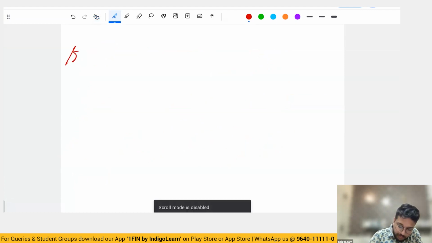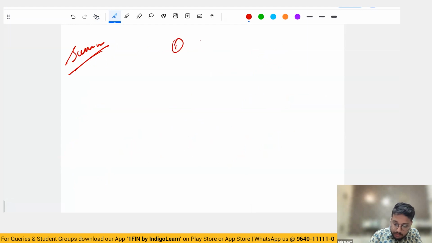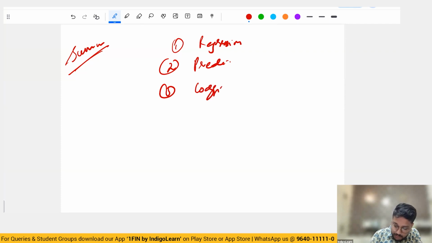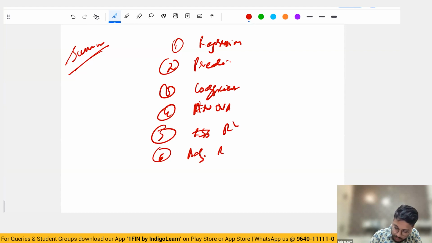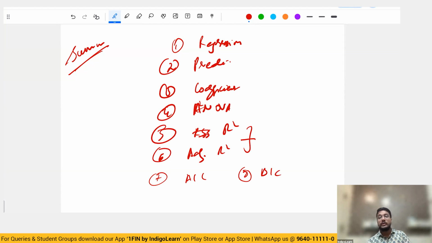So to put it in a summary format for you, we have understood what is regression, how do we build a prediction model, what is the significance of the coefficients. We have also understood the ANOVA table. We have understood using ANOVA how do we calculate R square, adjusted R square, the relevance of both R square and adjusted R square, and then we have understood what is AIC, and what is BIC, and which model to use in what given situation.